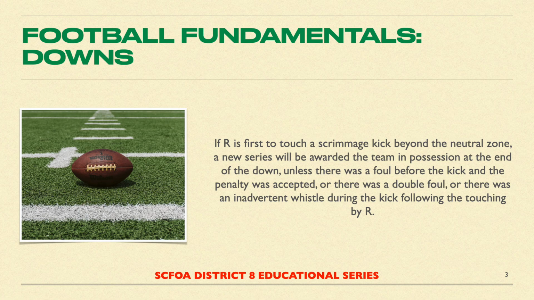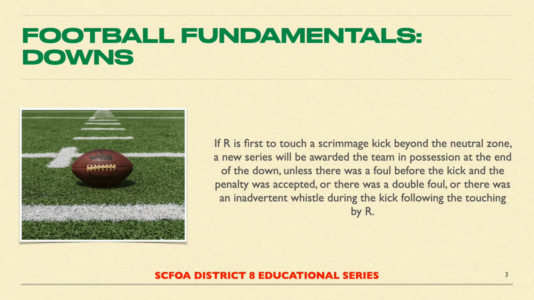The next downs fundamental tells us if R is first to touch a scrimmage kick beyond the neutral zone, a new series will be awarded the team in possession at the end of the down unless there was a non-PSK foul before the kick ends and the penalty was accepted, there was a double foul, or there was an inadvertent whistle during the kick following the touching by R.